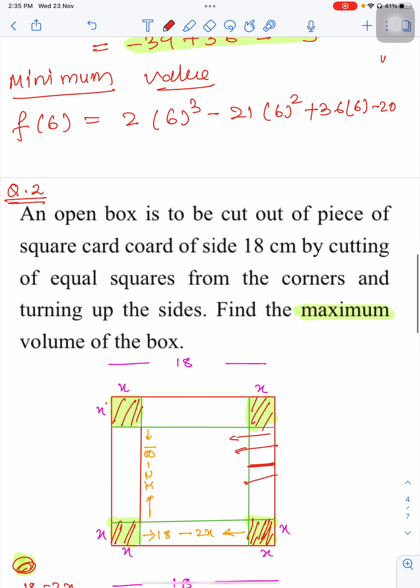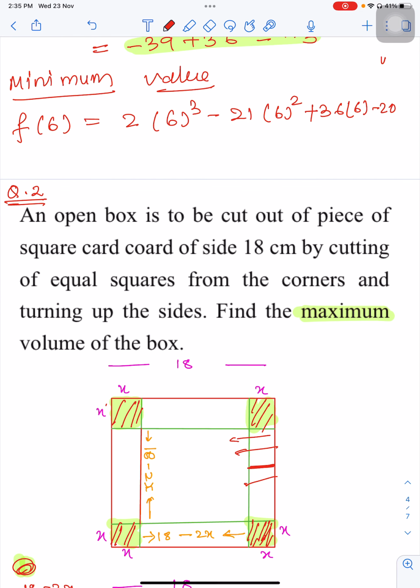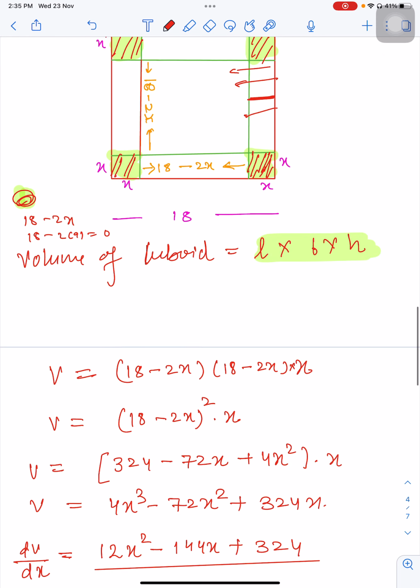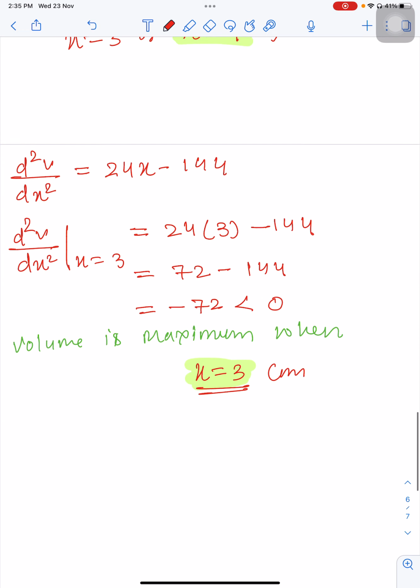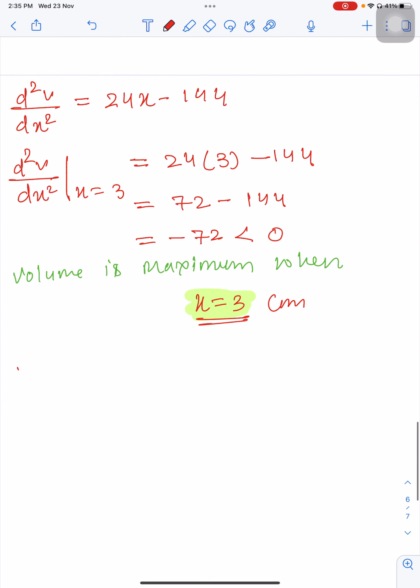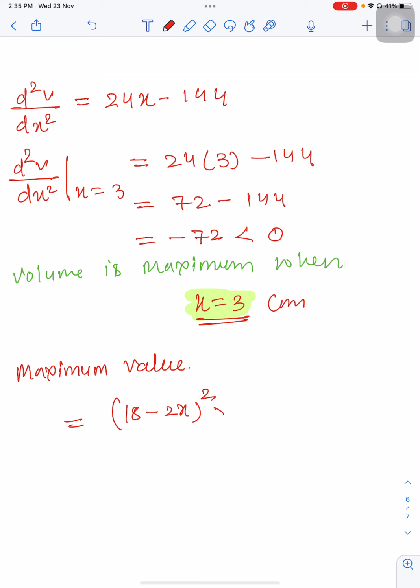Have they asked us what the maximum volume is? Find the maximum volume. So now you also have to find the maximum volume. Till now we have determined that the function is maximum at x equals 3. So what will be the maximum volume? You put x equals 3 in the original function. The original function was (18 minus 2x) the whole square into x. So plug in x as 3.